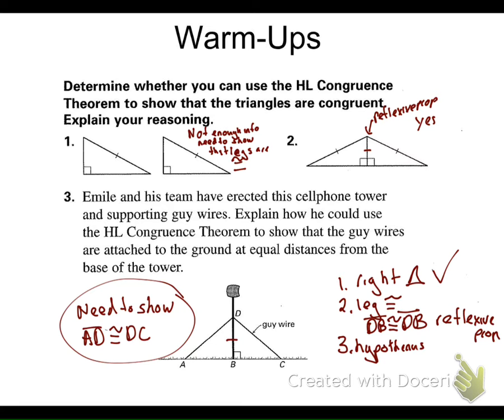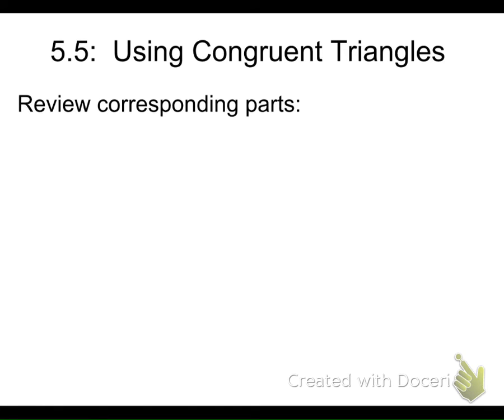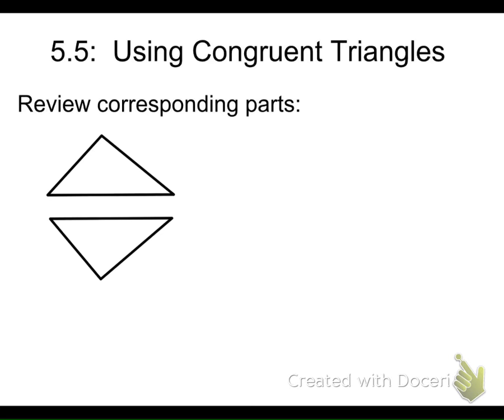You good? Okay. So our next one is a review of corresponding parts. So I'm going to draw 2 triangles, and we're going to label the corresponding parts. So I have A, B, C, we're going to call this D, E, F. I'm going to ask you to take a second and list all the corresponding parts. I'm going to draw them on here.